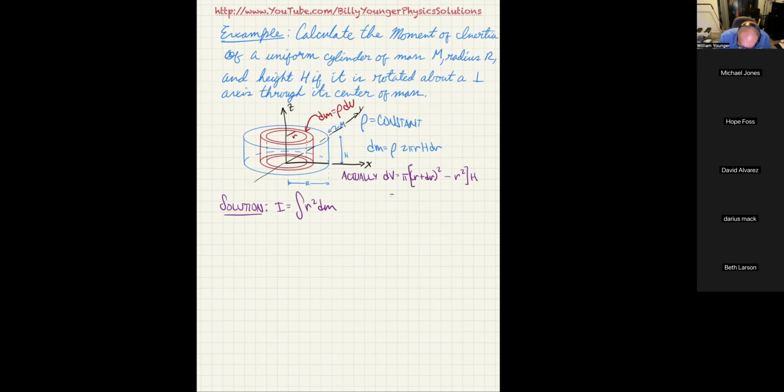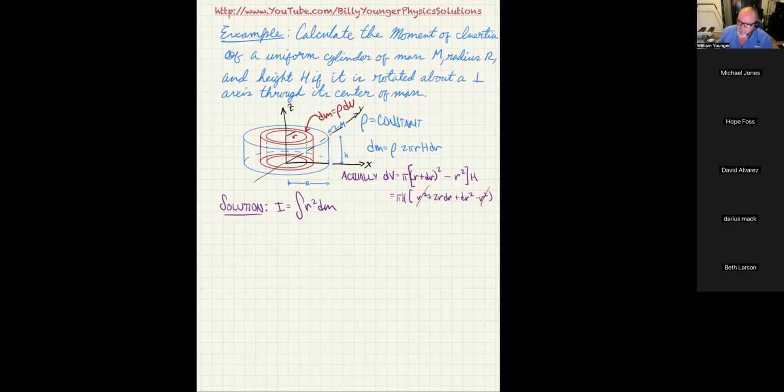But if you compute this, you're going to see that you get pi times h times r squared plus 2rdr plus dr squared minus r squared. And you can see immediately that the r squareds are going to cancel out. And the dr squared, since we're calculating this integral, we're doing a Riemann sum, and that's going to basically take the limit as the dr goes to 0.